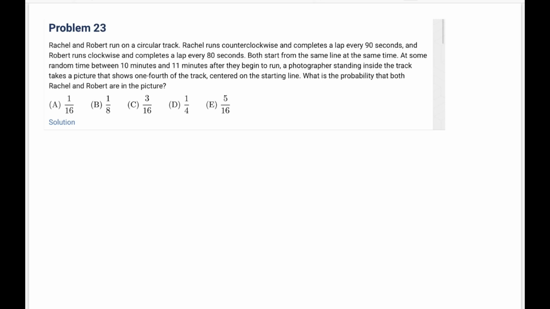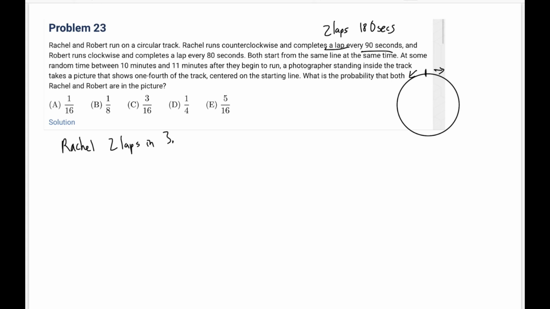Okay, so there's a circular track, right? And then there's Rachel. So let's say they start from here. Rachel runs counterclockwise, and then Robert runs clockwise. So let's start with Rachel. Rachel completes 1 lap every 90 seconds, right? So let's multiply this by 2: 2 laps in 180 seconds. So this means that she completes 2 laps in 3 minutes, right?